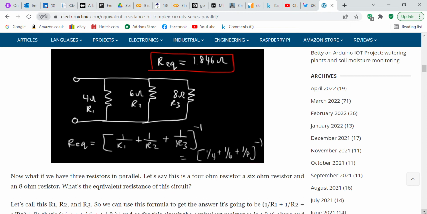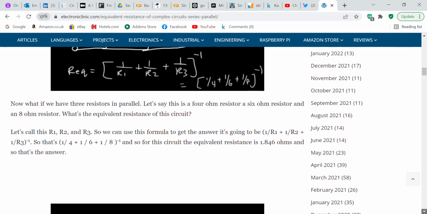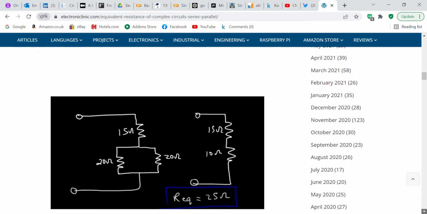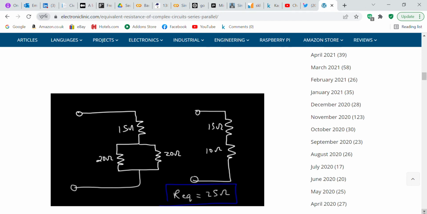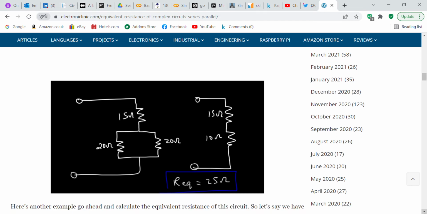So when you start getting into series and parallel resistances, you can do it on a calculator, but if you can write a formula to do it, then that's going to be better.